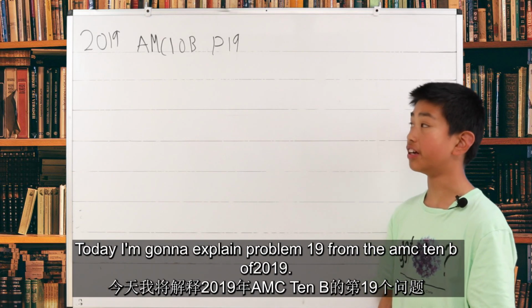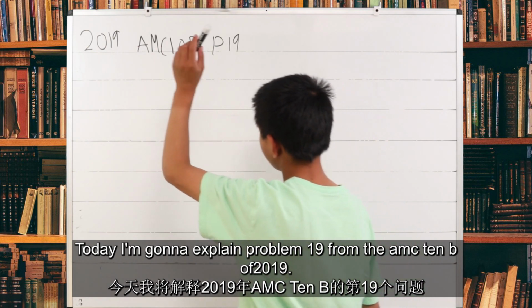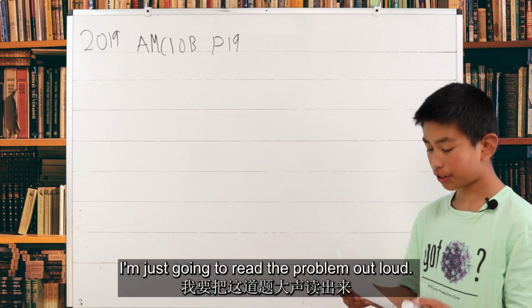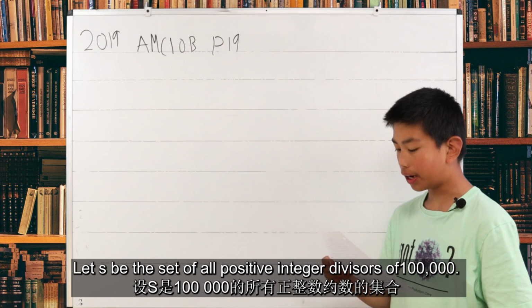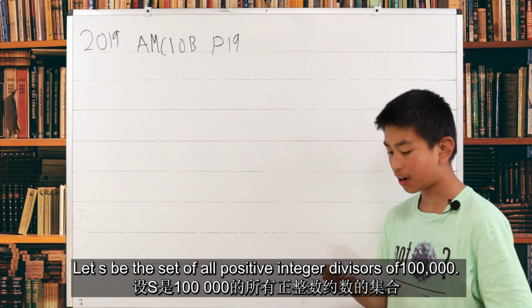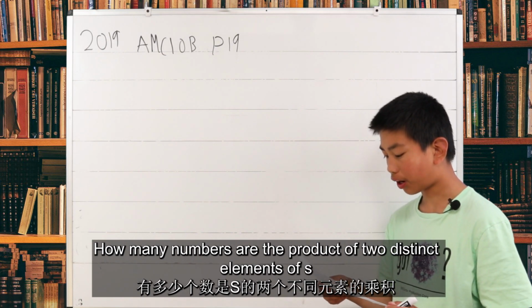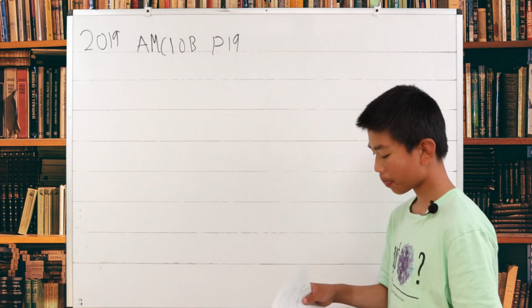Today, I'm going to explain problem 19 from the AMC 10B of 2019. I'm just going to read the problem out loud. Let S be the set of all positive integer divisors of 100,000. How many numbers are the product of two distinct elements of S?